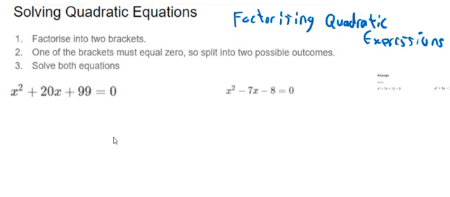So I'm not going to go into how we factorize them in much detail in this video, so have a look back at how to factorize quadratic expressions, because really that's the hard part of this. Once you're able to do that, the new bit that's in this video isn't actually that hard.